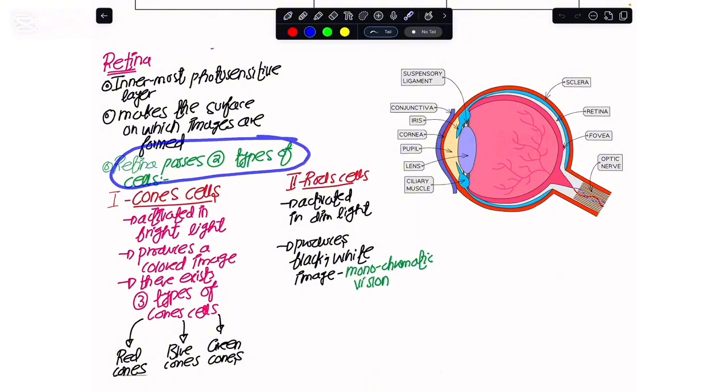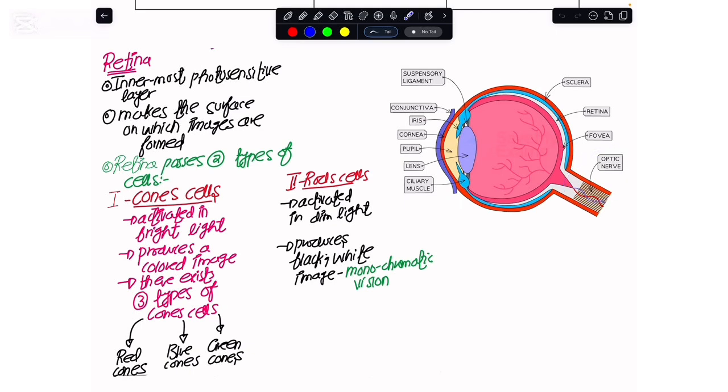And in the retina, there are two types of cells present. One type is the cone cells, and the other type is the rod cells. For the letter C, you should remember color. These cones are activated in bright light, and they allow you to generate a colored image on the retina, and ultimately when this is carried to the brain with the help of the optic nerve, your perception is of a colored image.